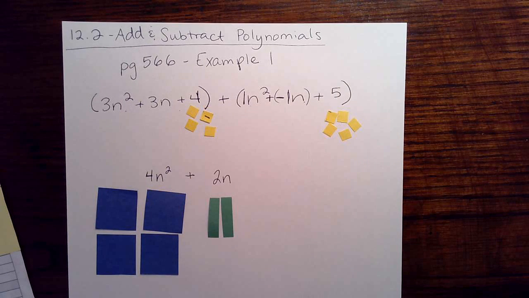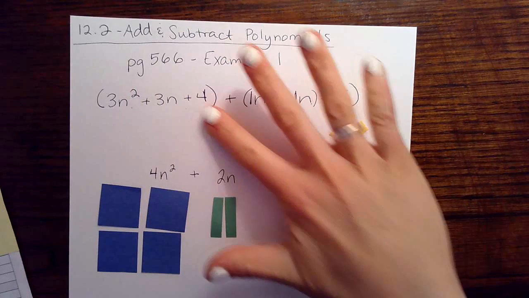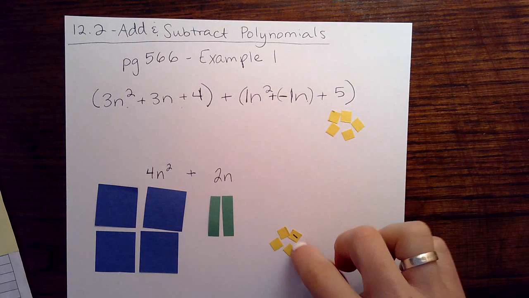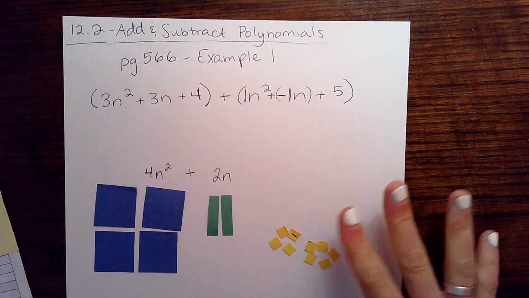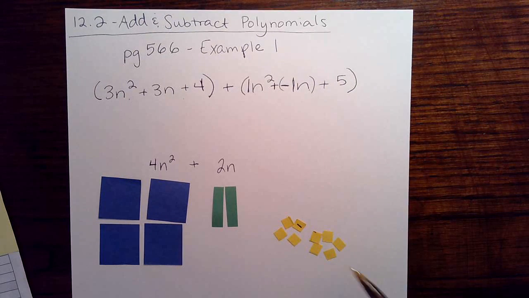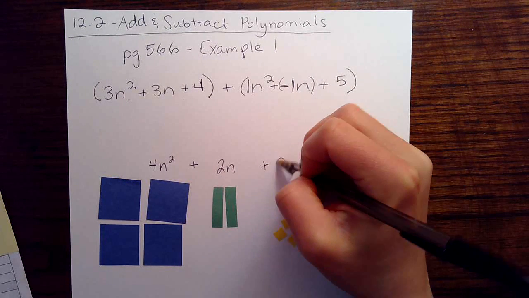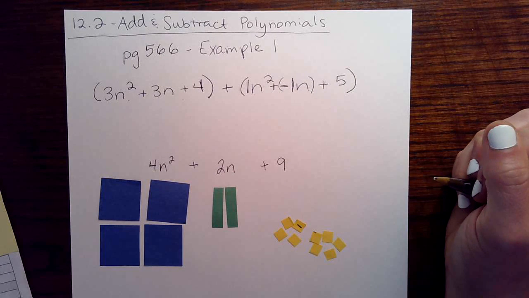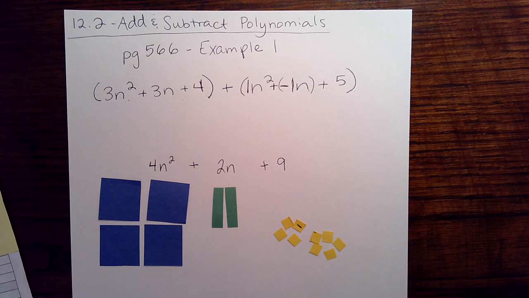And then I bring all of my units down here. 1 plus 1 plus 1 plus 1 plus 1 plus 1 plus 1 plus 1 plus 1. 4 plus 5 is 9. Positive 9. And that's one way we can simplify our polynomial.